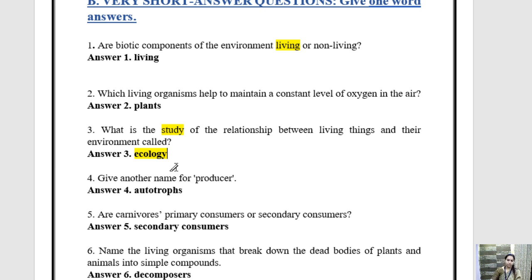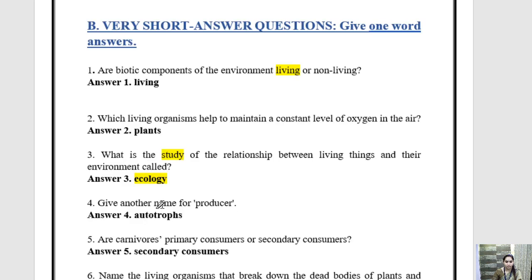Okay. Now question number 4. Give another name for producer. So another name for producer is autotrophs. Auto means self and troph means nutrition or food. So autotrophs. So what are producers? Producers are those organisms that can prepare their own food, like green plants. So the producers are also called autotrophs. So write down autotrophs.